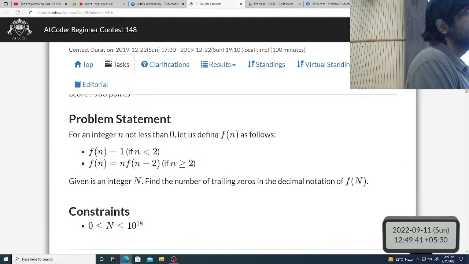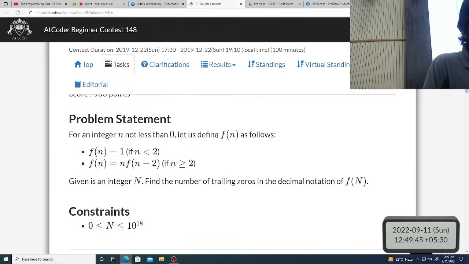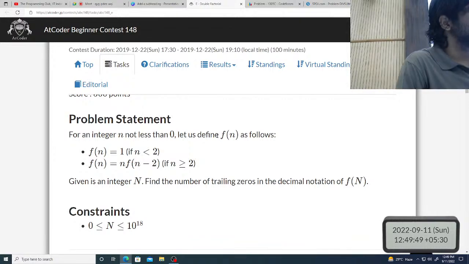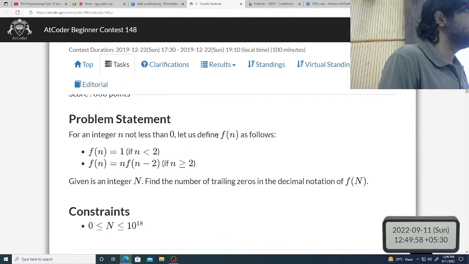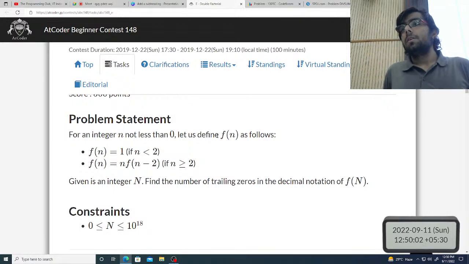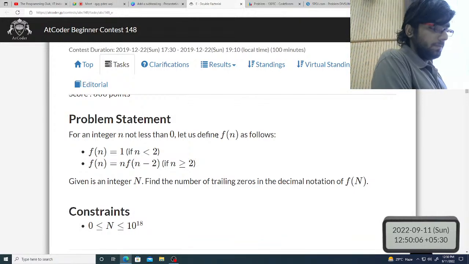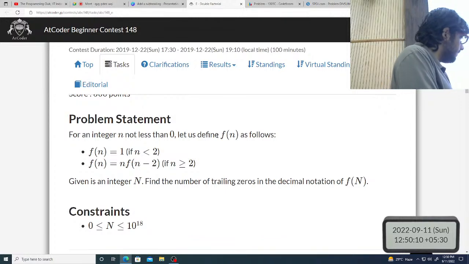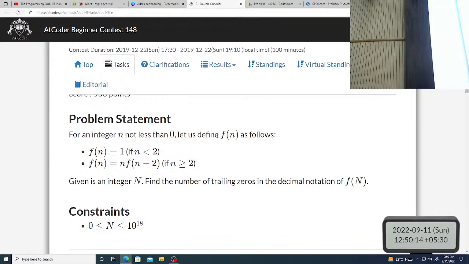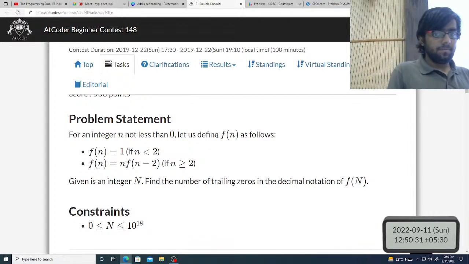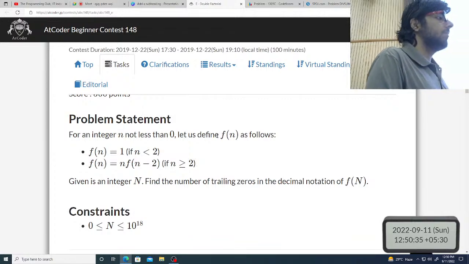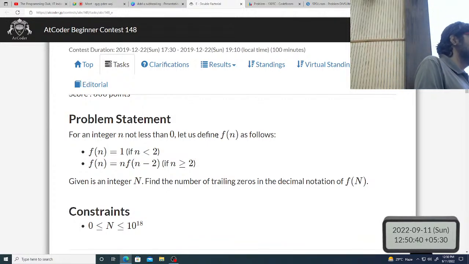We find the maximum power of 5. Yeah, that works in factorial, but not here, I guess. That's f into n into fn minus 2, not fn minus 1. Maximum power of 5 and subtract the maximum power of 10. Subtract.